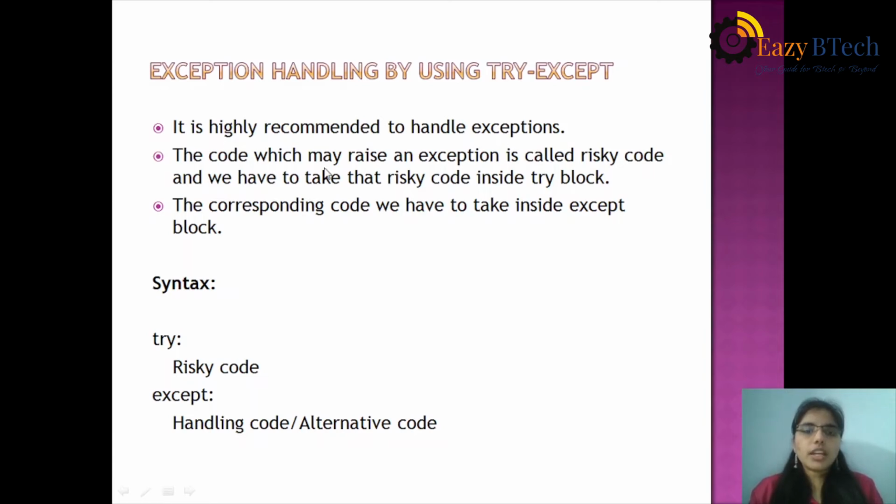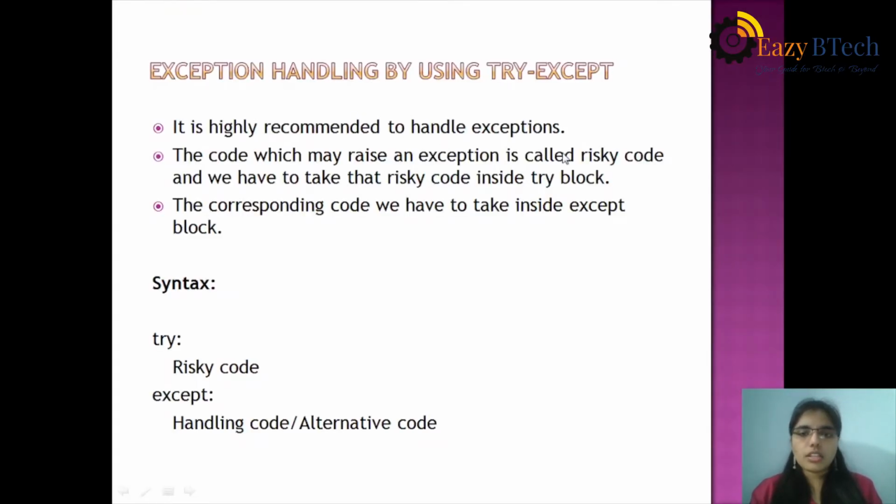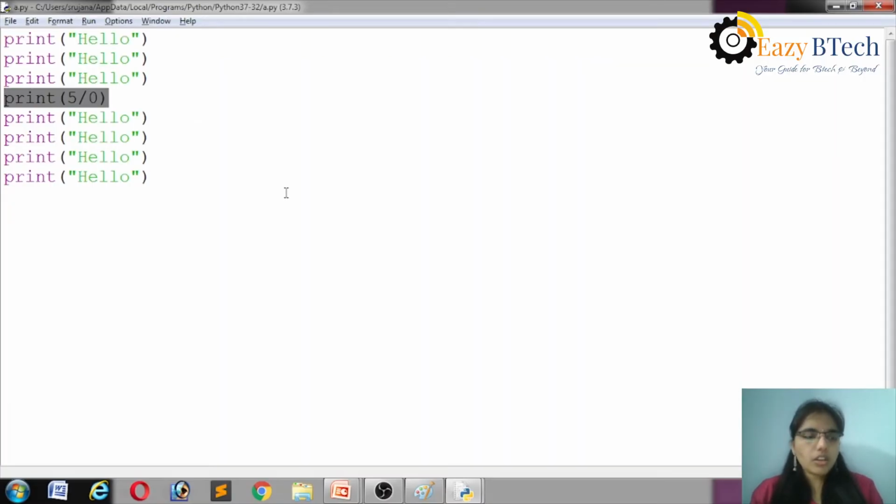The code which may raise an exception is called risky code. Here 5 by 0 raises an exception, so this is called risky code. We have to take that risky code inside the try block. The corresponding code we have to take inside the except block. The corresponding code is nothing but alternative code.